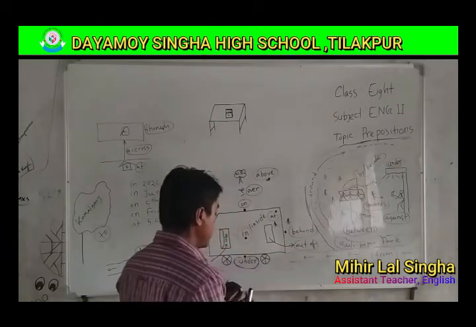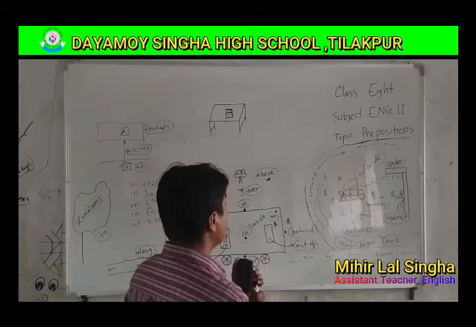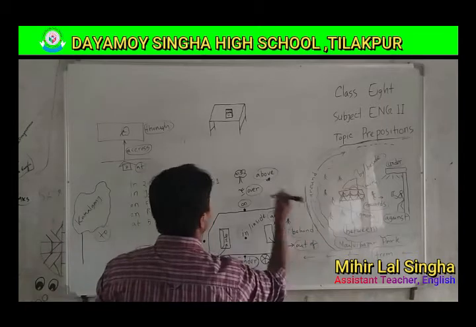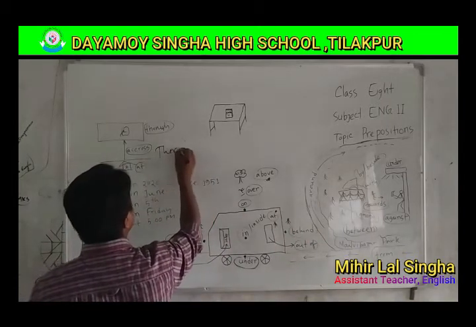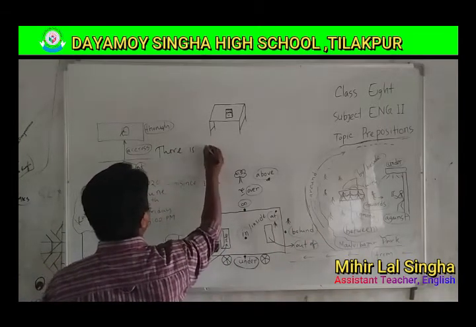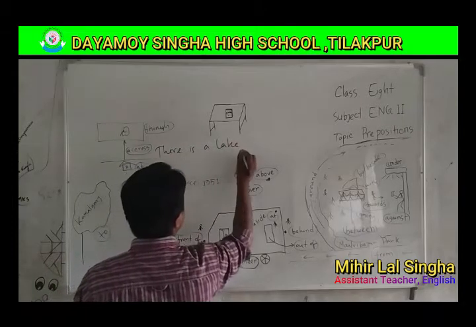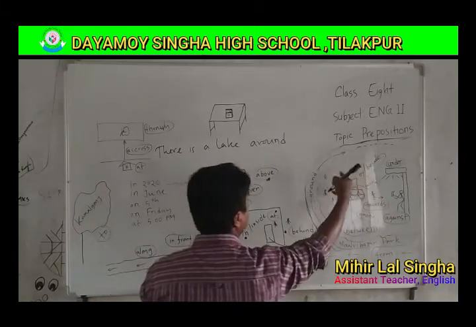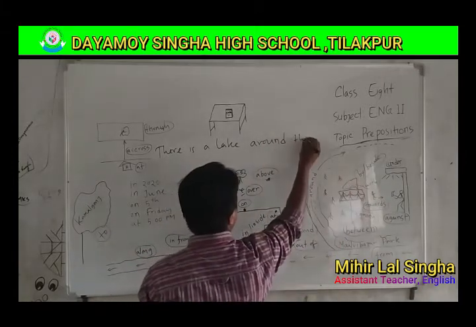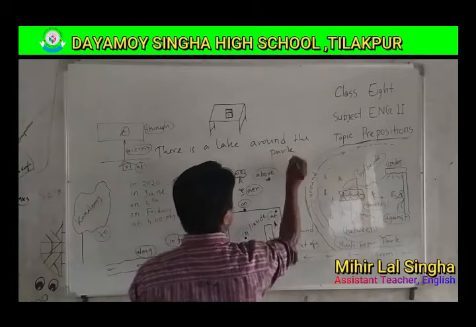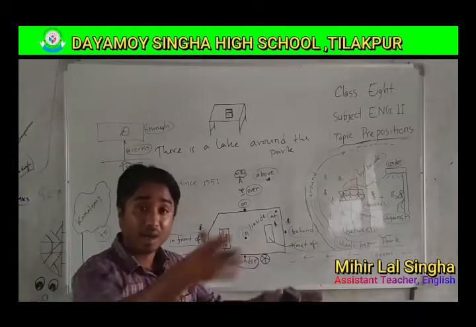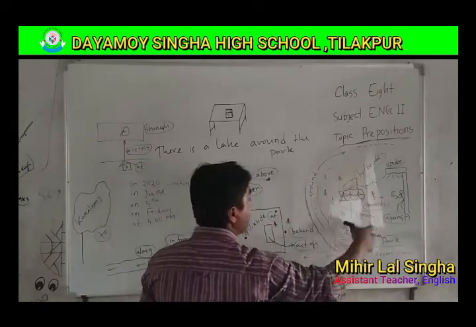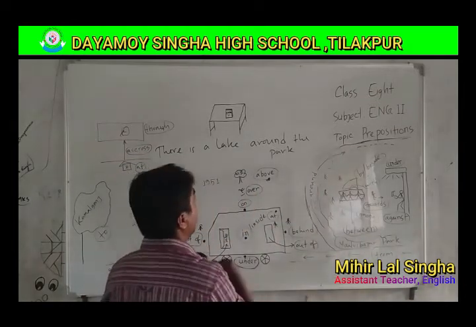So if we make a sentence using the preposition around, what can we write over here? There is a lake around the park. That means the lake covers the whole area of the park. Okay, all right.